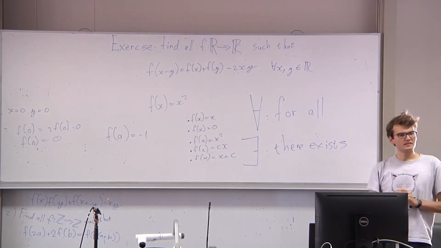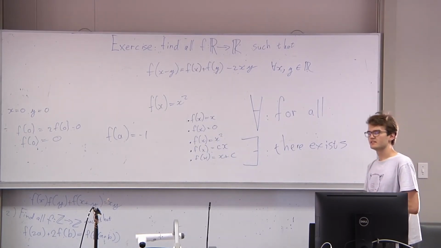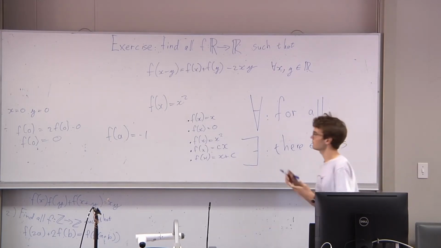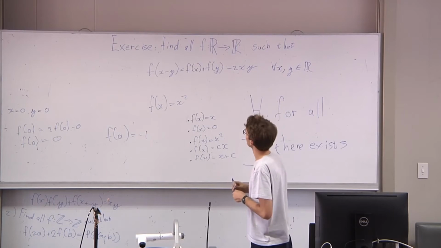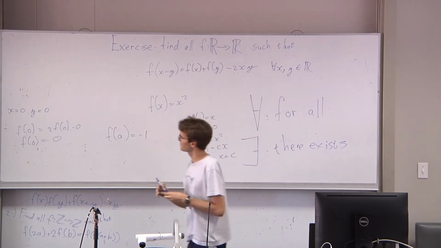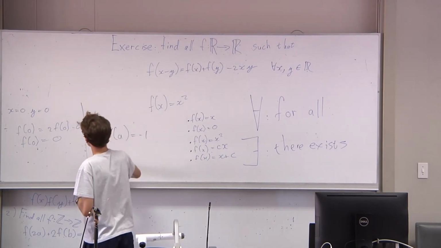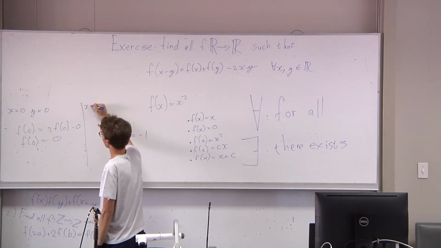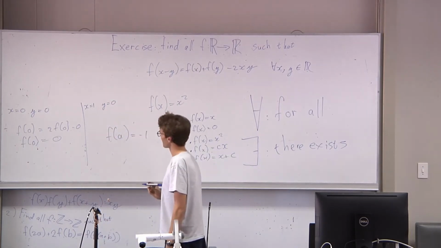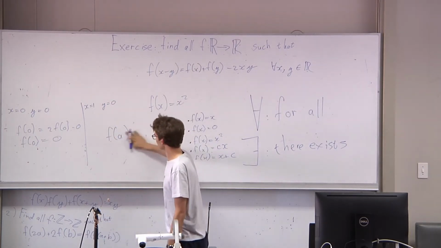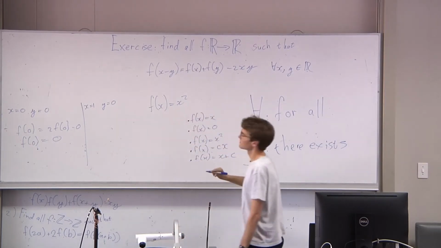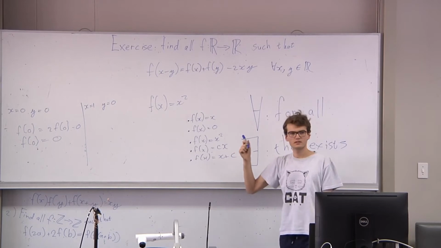Do you have any other ideas for values you want to try? x and x, 1 and 0. Okay. Let's try 1 and 0 first. So consider x equals 1 and y is equal to 0. So what do you get when you plug that in?